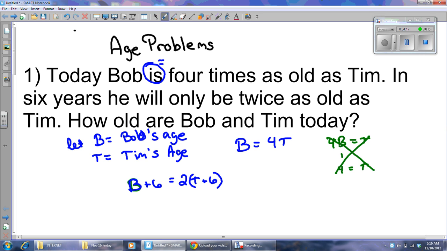We're going to notice that B is equal to 4t. And if that's the case, I can take this 4t and substitute it into this second equation for B. Why can I do that? Because they have the same value. They're equal to each other. So I'm going to rewrite this second equation as 4t plus 6 equals 2 times the quantity of t plus 6.